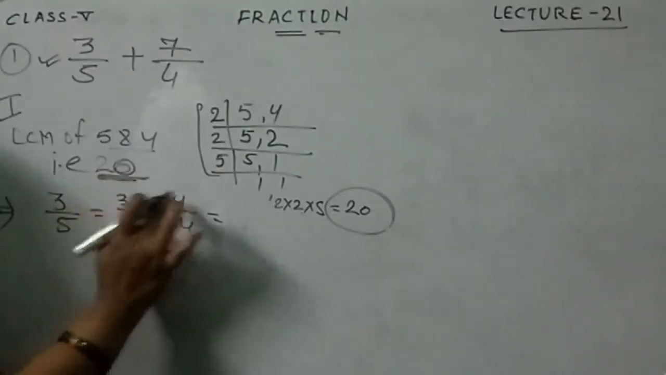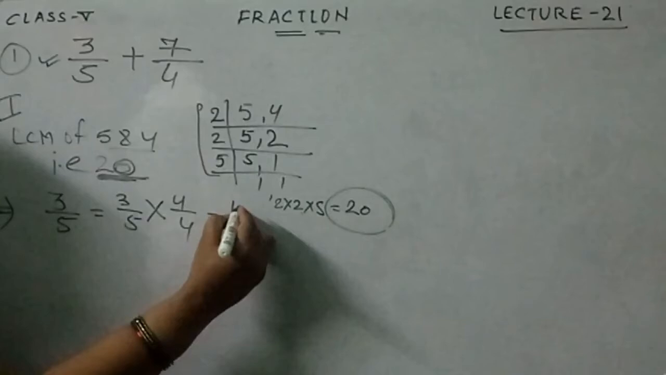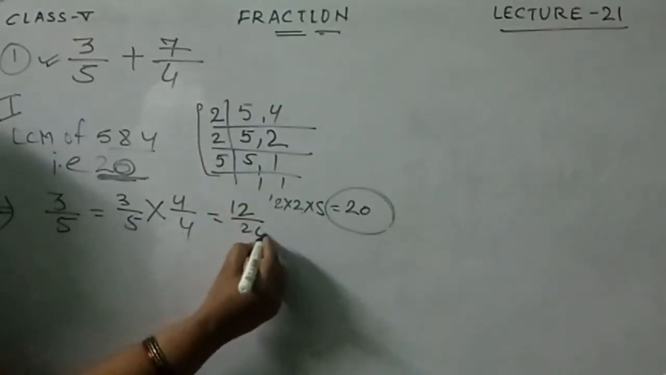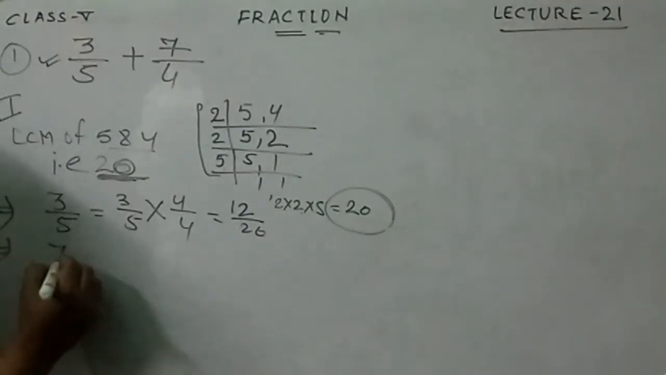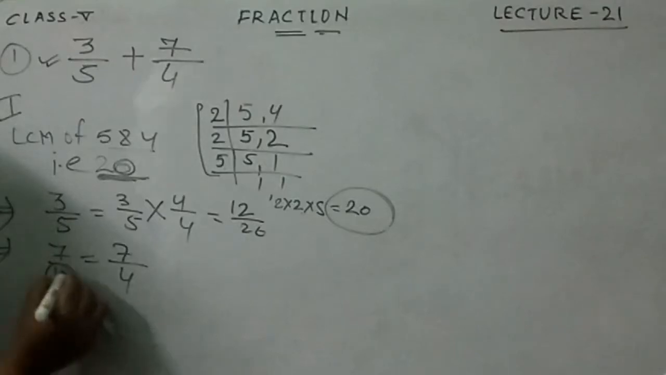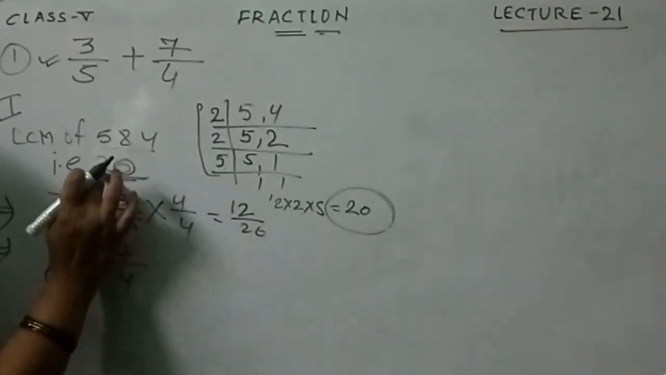Now multiply: 4 3s are 12, the upper number, and the down number, 5 4s are 20. Next fraction is 7 by 4. In 7 by 4, what number will we multiply with 4 so that it will be equal to 20?